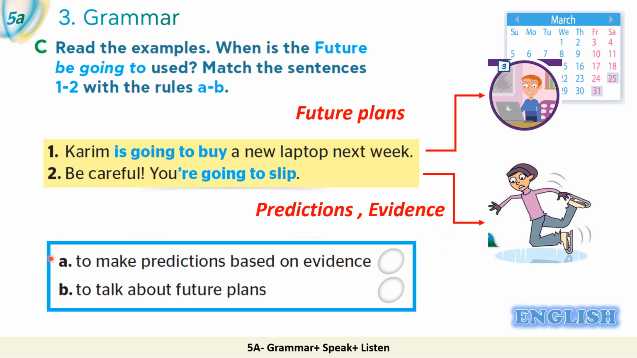Now, rule A, to make predictions based on evidence. So, which sentence talks about predictions with evidence? That's correct. It's sentence number 2. How about rule B, to talk about future plans? Which sentence talks about future plans? It's sentence number 1. Well done.